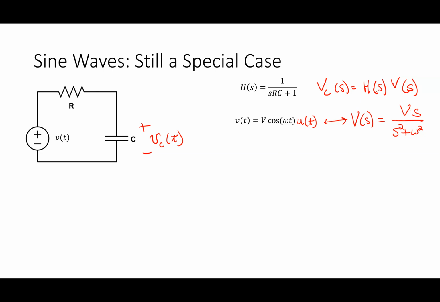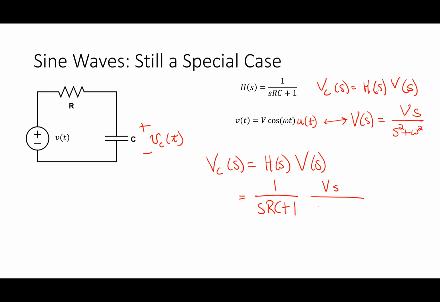So basically what it says is if I wanted to go to the time domain, I would get V sub c of s is equal to H of s times V of s, or plugging in what the transfer function is: the transfer function is 1 over sRC plus 1, and V of s is V times s over s squared plus omega squared.